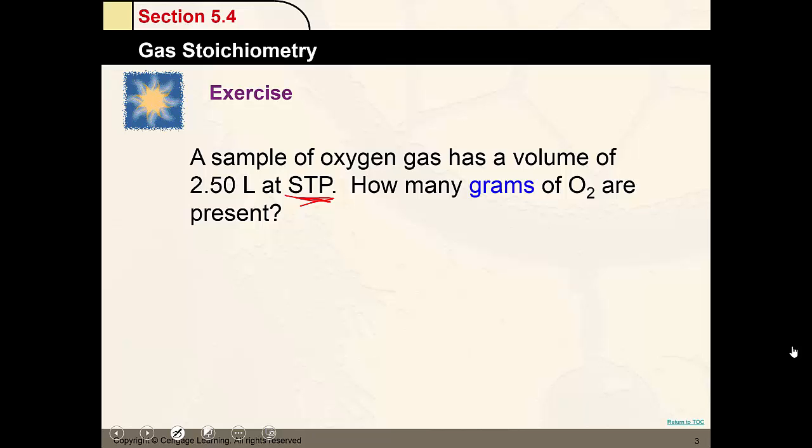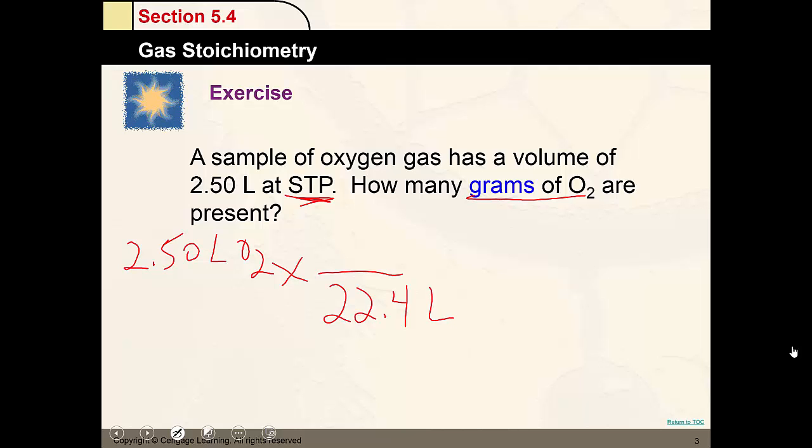So we know we have a sample of oxygen gas that has a volume of 2.50 liters. And we want to know how many grams of O2 are present. So that means we cannot convert directly from liters to grams unless we know the density. We know, since it's at STP, we have to first convert to the number of moles. So we use that molar volume, since it says at STP, we know 22.4 liters of oxygen is equal to 1 mole.